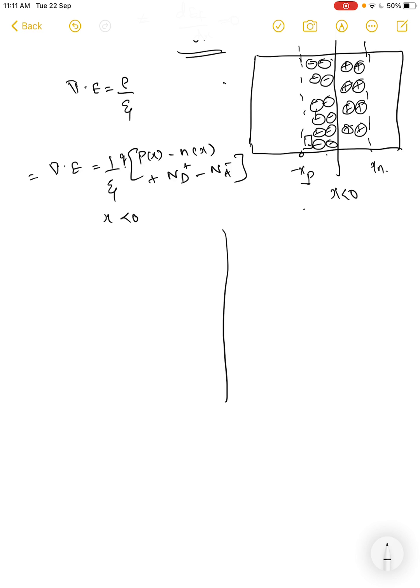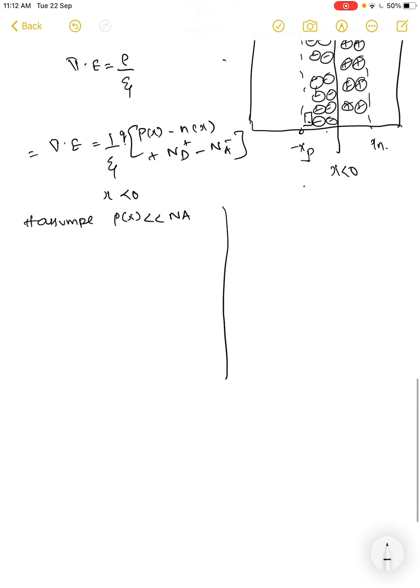This is an assumption. Later we will tell you how this assumption can be relaxed to include the hole concentration in the depletion region as well, and then you can calculate the exact field. But for simplicity, for now we assume that p of x is much smaller than the Na density. So basically at x lesser than 0, we have dE by dx equal to q by epsilon naught times minus Na.